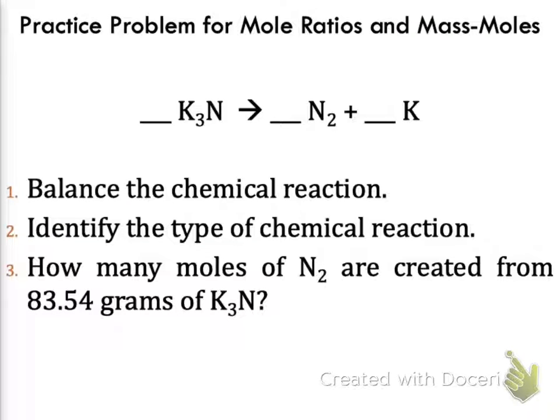So I want you to pause the video and try to solve K3N yields decomposes to form nitrogen plus potassium. Balance the equation, identify the reaction, and then calculate how many moles of nitrogen are created from 83.54 grams of potassium nitride.